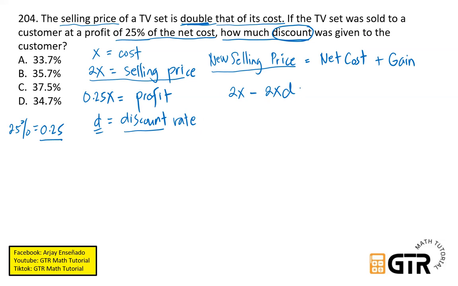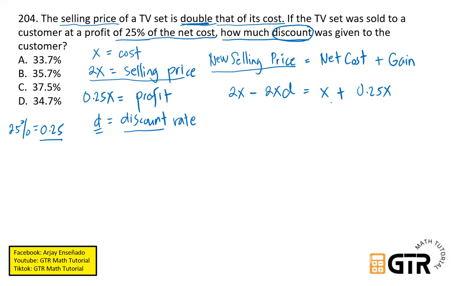So yung discount rate. So equal sa net cost plus gain. So anong net cost natin? So ang net cost natin ay X plus ang gain natin or yung profit ay 0.25x. So ito na ang ating magiging equation. 2x minus 2xD equals x plus 0.25x.